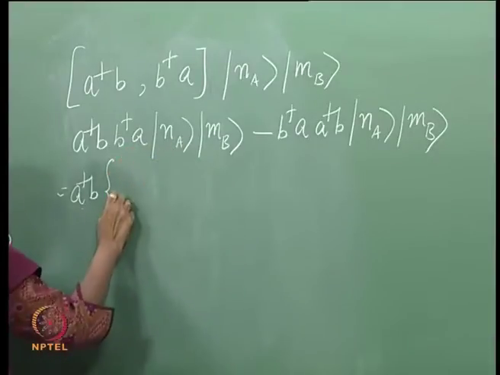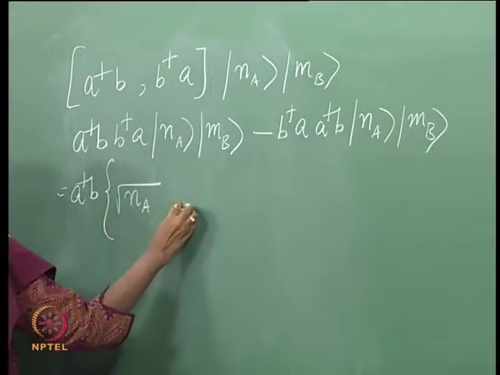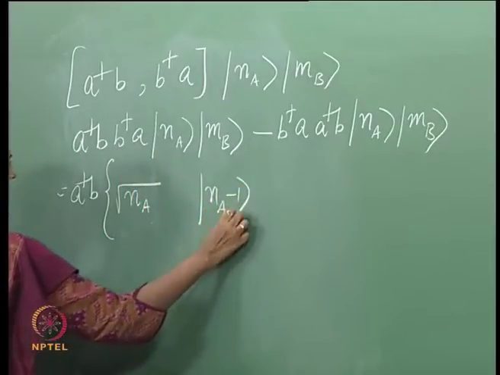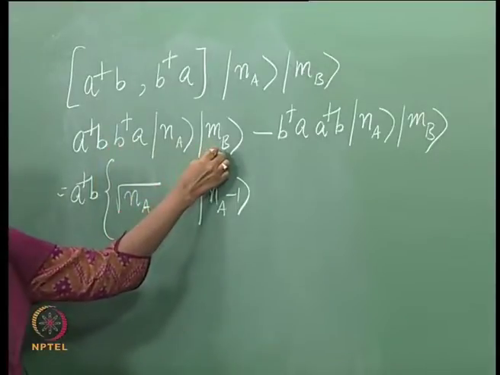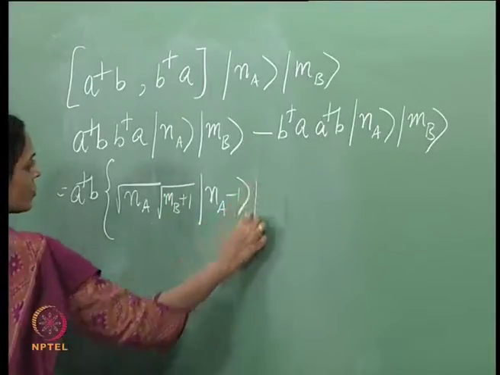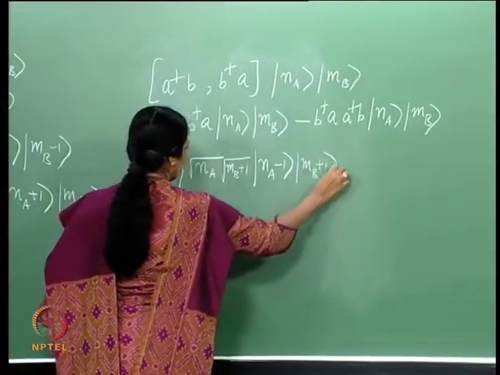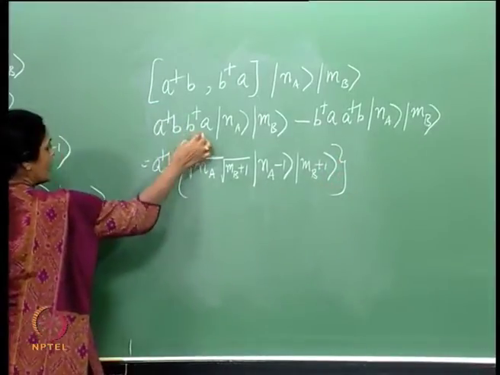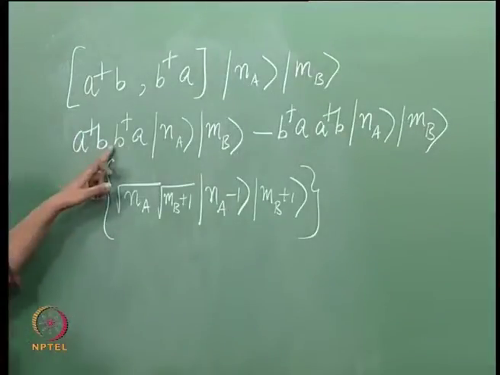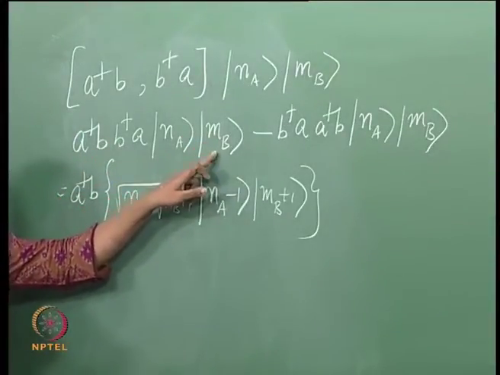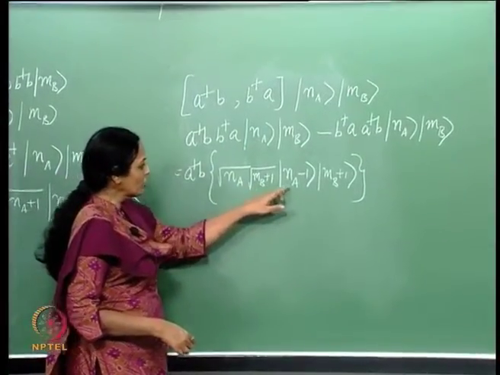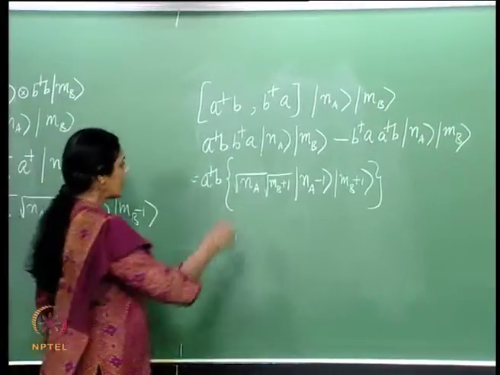First of all, A simply pulls out root Na, reducing the state label by 1. B dagger acts on Mb, increasing it by 1. So, that is the effect of B dagger A on Na Mb. It is clear that B dagger is the raising operator on this state, and therefore, the label went up, and A is the lowering operator on this state, and therefore, the label went down. That is the first term.